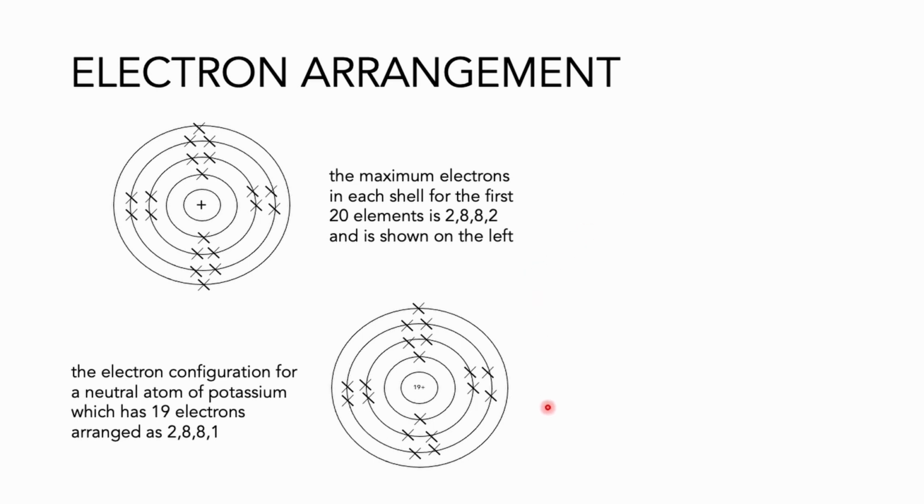Here is an example of a potassium atom, and you can see that it follows the filling rules: 2 electrons, 8 electrons, 8 electrons, then 1 electron here because the electrons have run out. So potassium atoms have 1 outer electron, so we're in group 1, the alkali metals.